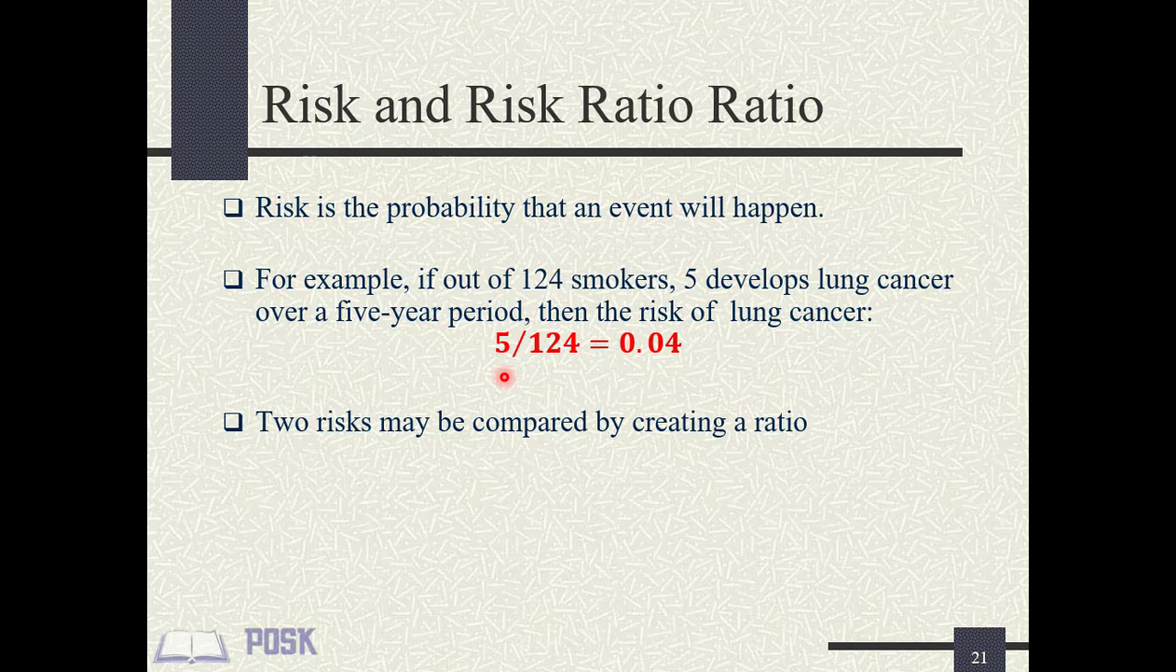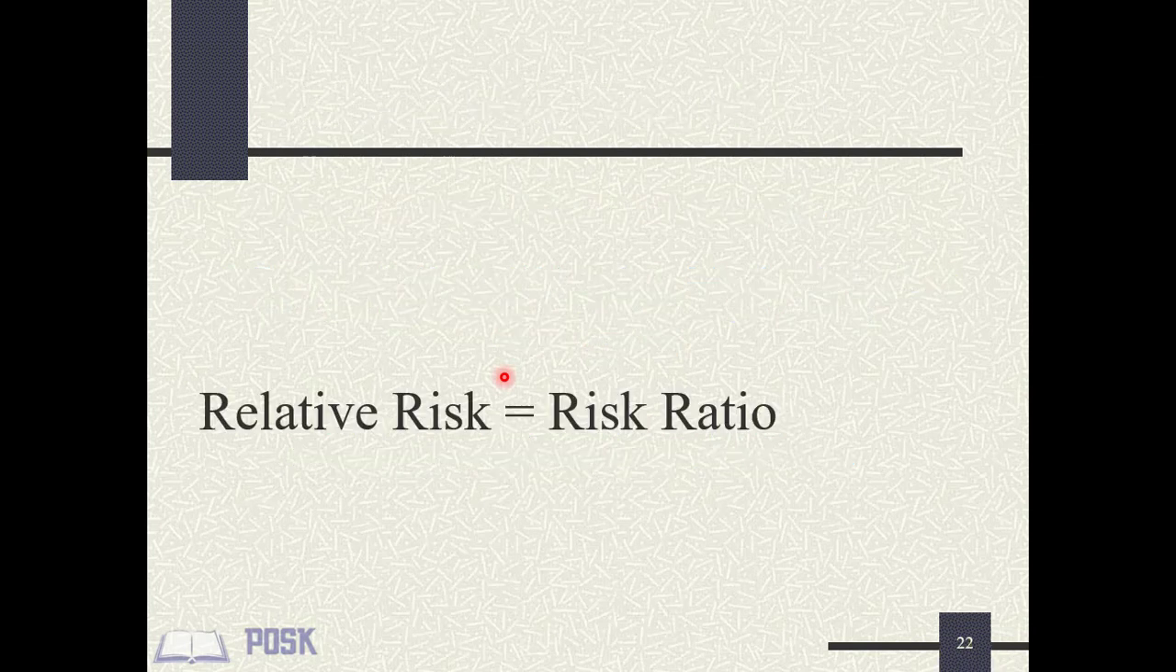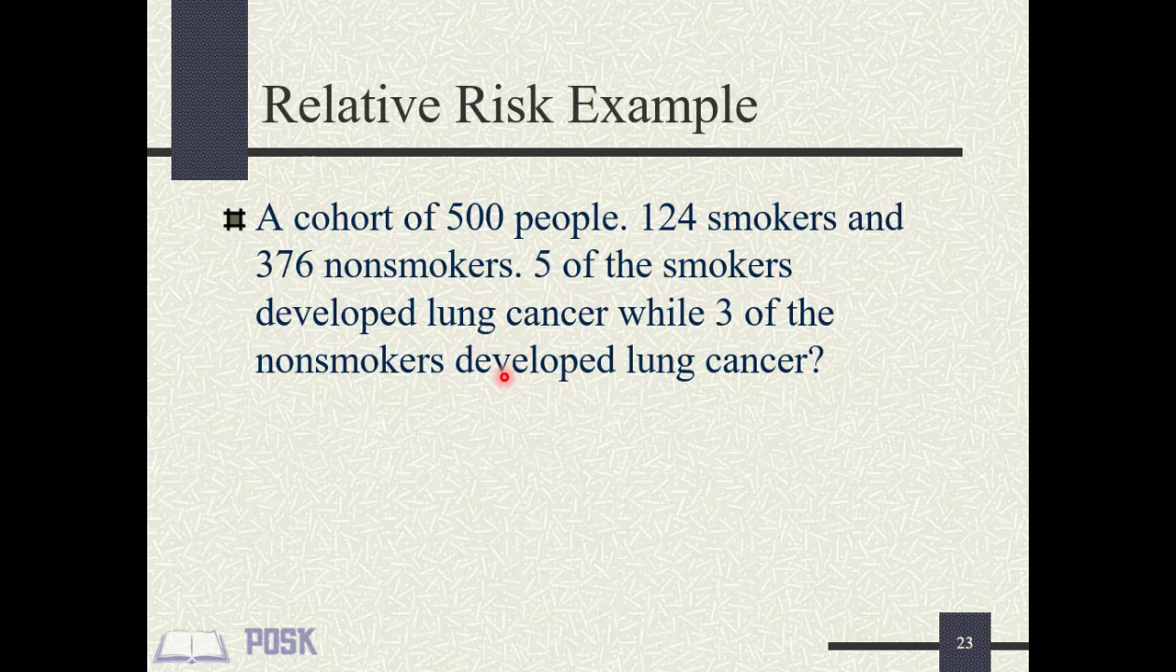To compare two risks, just divide one by the other to obtain a ratio called the relative risk. For example, you could divide the risk of cancer among smokers by the risk of cancer among non-smokers to obtain the relative risk of cancer among smokers. Please note that relative risk and risk ratio mean the same thing, but relative risk is a more commonly used term than risk ratio. How is relative risk calculated?